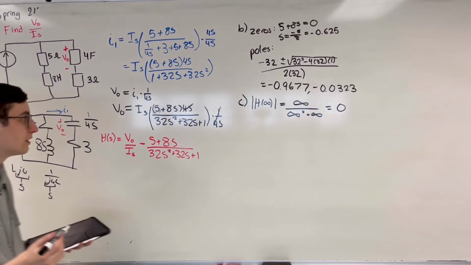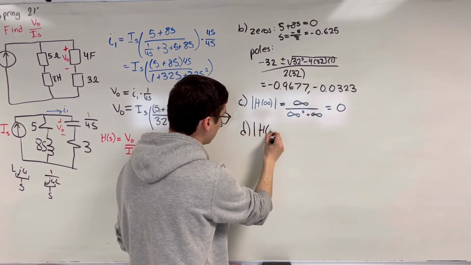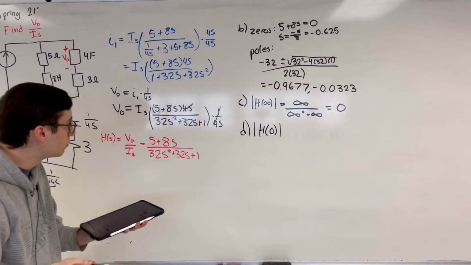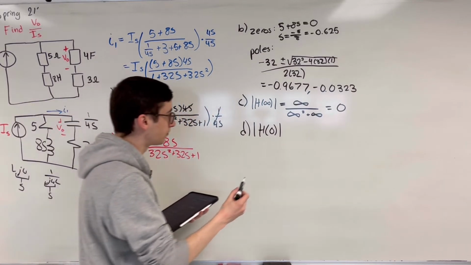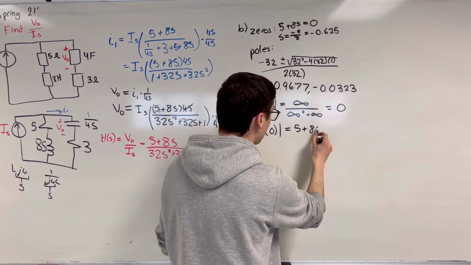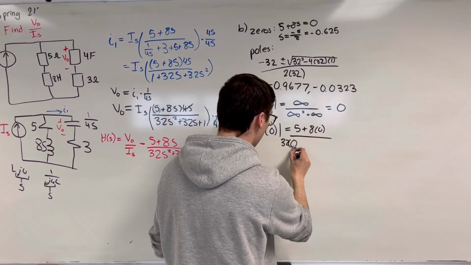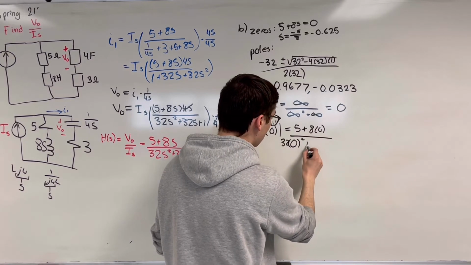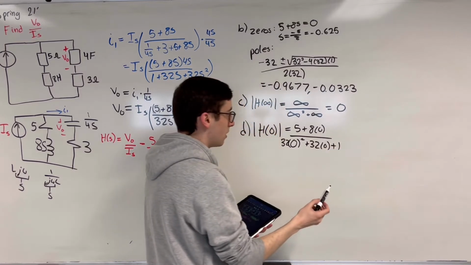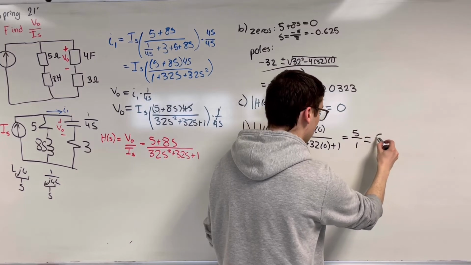All right, now D is asking us to find when omega is 0. And so you just plug in all the numbers. So you have 5 plus 8 times 0 all over 32 times 0 squared plus 32 times 0 plus 1. And this is equal to 5 over 1, which is equal to 5.